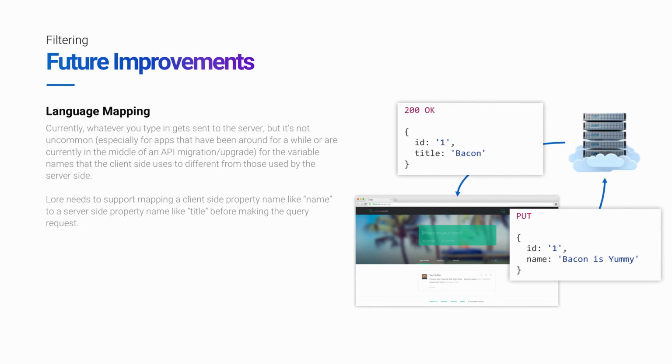The second known area for improvement is what I'm calling language mapping, for lack of a better term. You see the need for this situation arising when the property names used in the client side don't directly map to the property names used by the server. And this is fairly common, especially for front-end experiences that have been around during a period where the API underwent a lot of change. So this feature would allow you to map the word you use on the client side, like name in this example, to the property the server expects to see in a query, which would be title in this case.